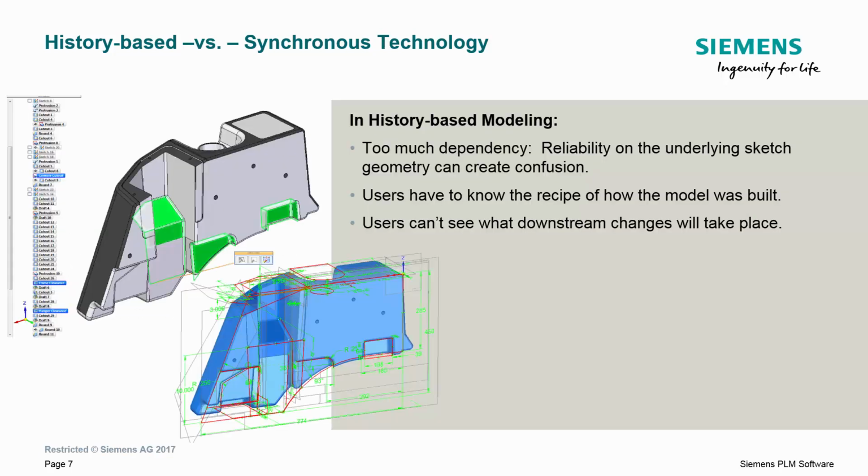Without the recipe of how a history-based model was constructed, a designer will need to spend a lot of time interrogating the history structure in order to understand how it was built. This is critical to understand when making edits, otherwise any change made has the potential to create a lot of cleanup and rework, or even potentially destroying the model and forcing a complete redesign.